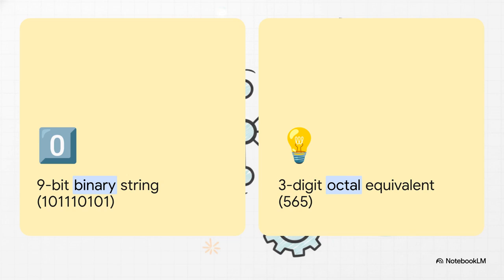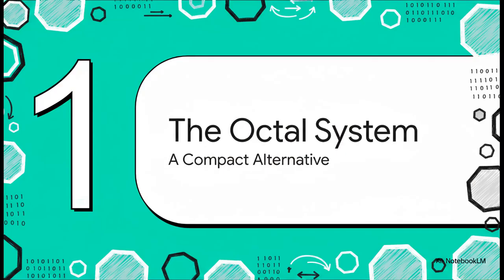Take a look at this 9-bit binary string. Dealing with these endlessly repeating ones and zeros in real-world processing is, frankly, incredibly prone to error. It's so easy to mix up a 1 and a 0. But that exact same value can be represented by a neat, compact 3-digit octal number, 565. The octal system brilliantly compresses that long, messy string into a format that is exactly 1/3 the length, a real game changer. Section 1. The octal system, a compact alternative.